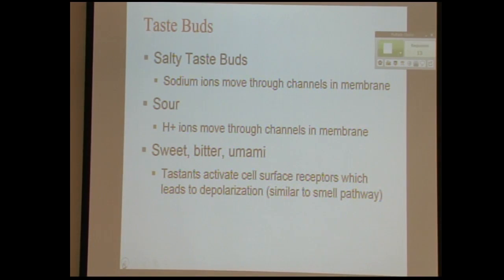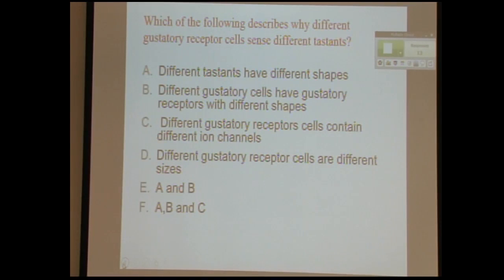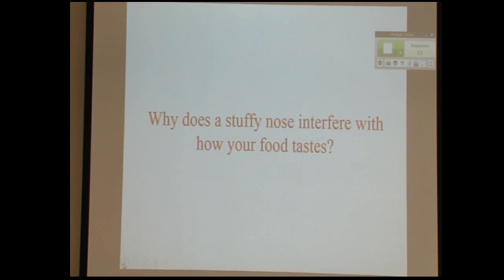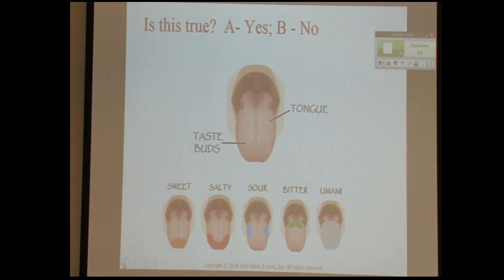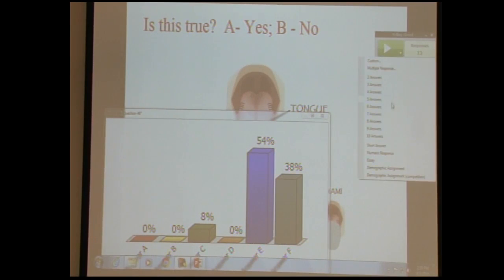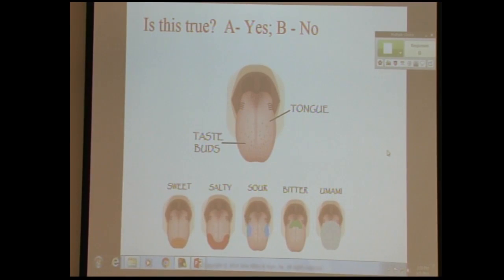All right, almost done. Let's see, I wanted to go over this one. So, have you seen this map before of where your taste buds are? No? Okay. All right, do you think it's true? A for yes, B for no. Sorry, this is a little bit different of a question. Let's head out.